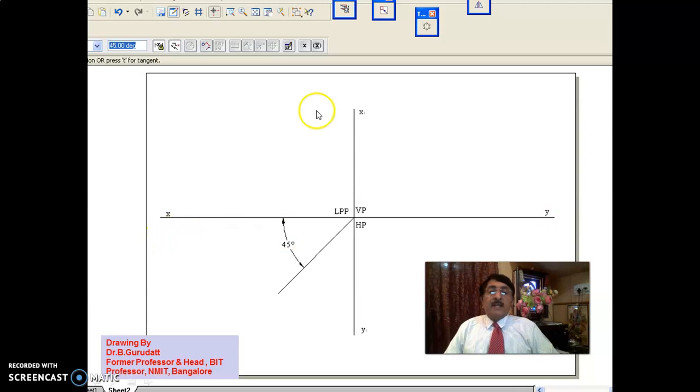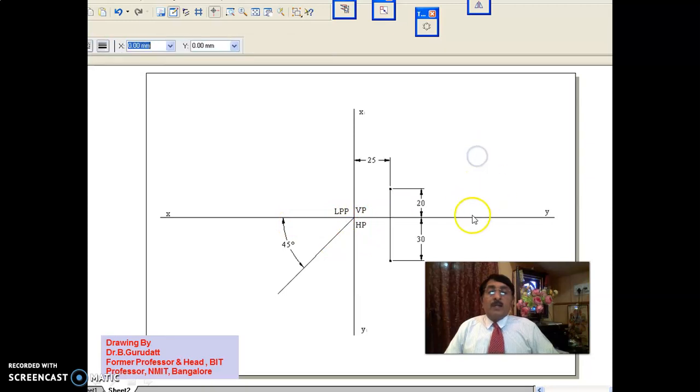Now you see here. You make ready XY, X1, Y1, right? Since this problem has LPP given, I made this as VP, HP, LPP. I made it ready. Draw the 45-degree line also. Make it ready so that it will be easy for you to work. XY, X1, Y1, VP, HP, LPP. You do this.